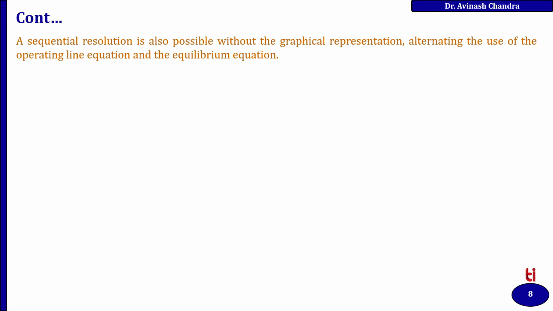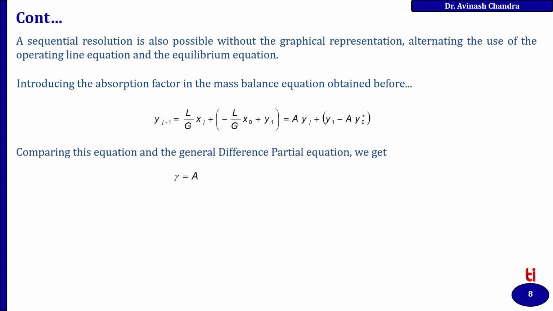A sequential resolution is also possible without the graphical representation, alternating the use of the operating line equation and the equilibrium equation. Introducing the absorption factor in the mass balance equation from before: y(j+1) equals L upon G xj minus L upon G x0 plus y1, equal to A yj plus y1 minus A y0 star. Comparing with the general difference equation, we get gamma equal to A and delta equal to y1 minus A y0 star.